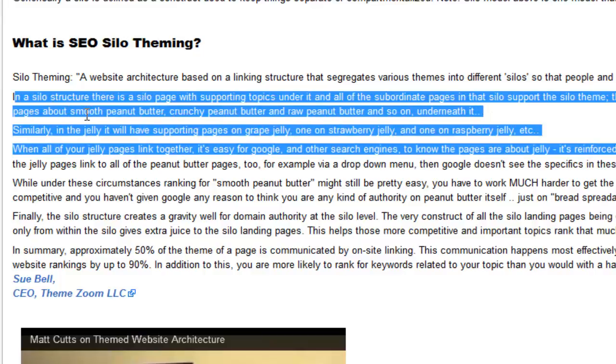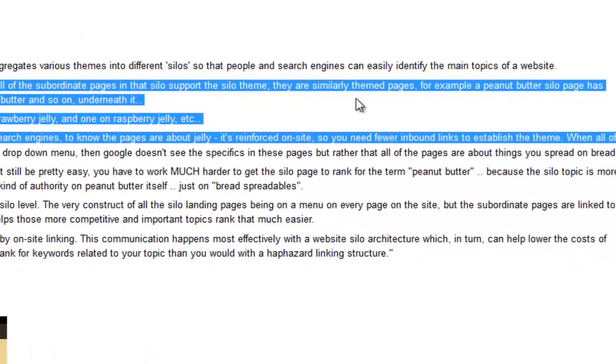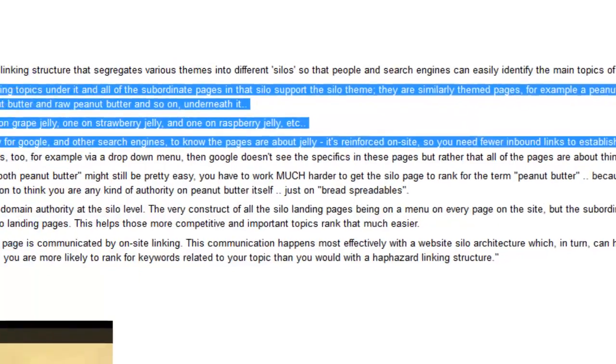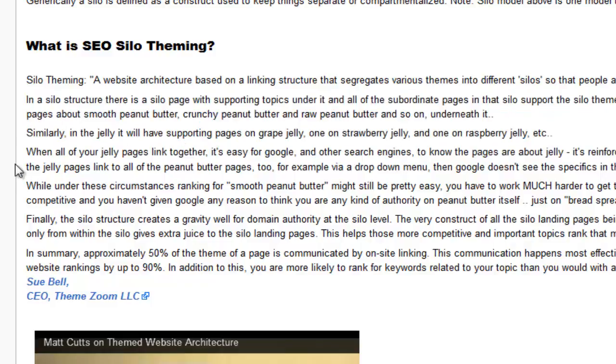In a silo structure, there is a silo page with supporting topics under it, and all of the subordinate pages in the silo support the silo theme. They are similarly themed pages. And now here's an example. A peanut butter silo page has pages about smooth peanut butter, crunchy peanut butter, and raw peanut butter, and so on underneath it. Similarly in jelly as well. So it goes on to talk about jelly silos as well.